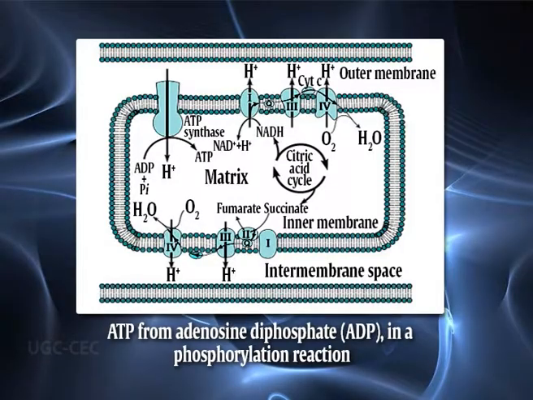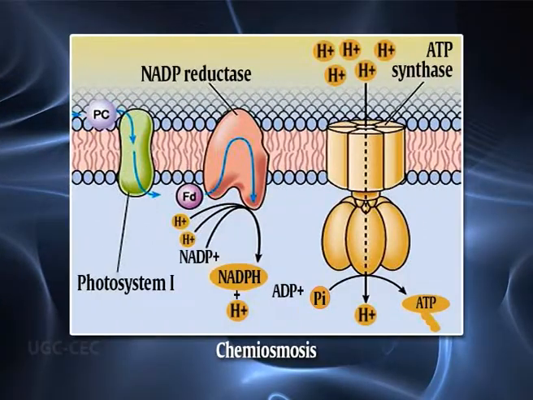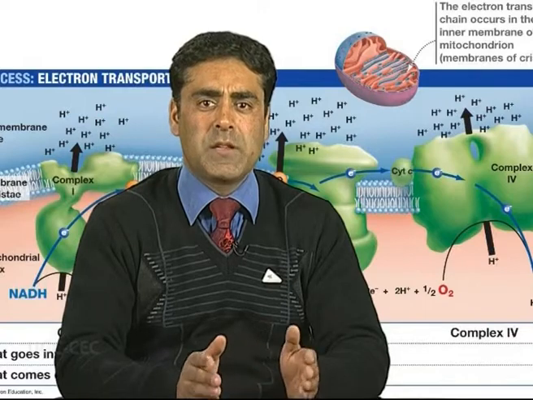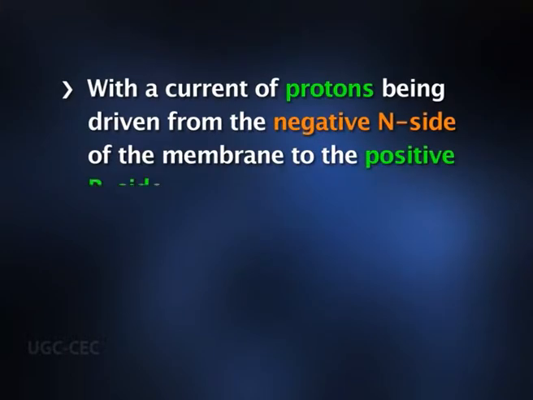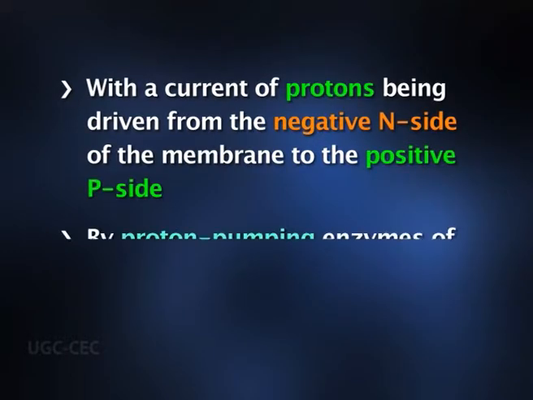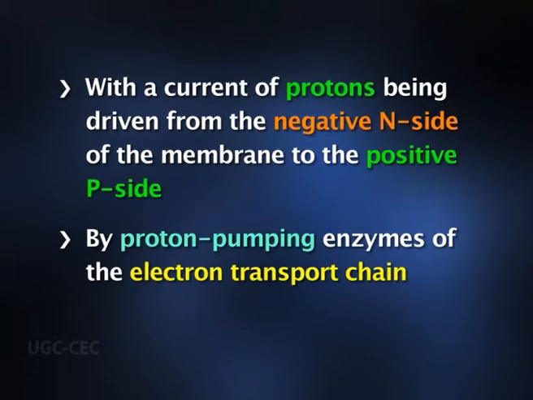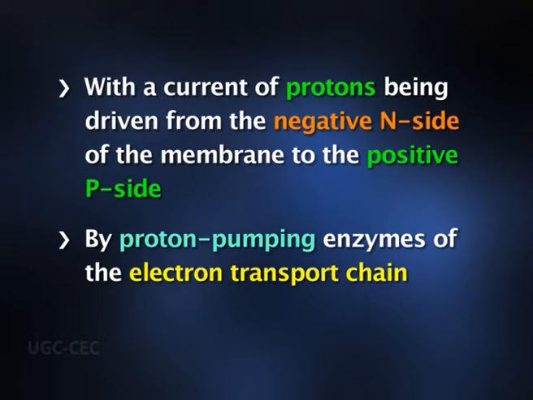Both the electron transport chain and the ATP synthase are embedded in a membrane, and energy is transferred from the electron transport chain to the ATP synthase by movements of protons across this membrane in a process called chemiosmosis. In practice, this is like a simple electric circuit, with a current of protons being driven from the negative N side of the membrane to the positive P side by the proton pumping enzymes of the electron transport chain.